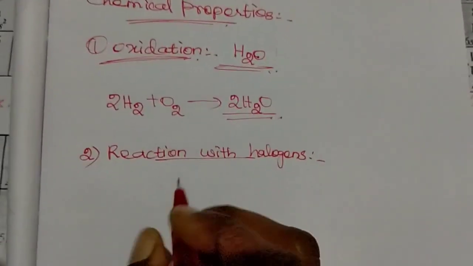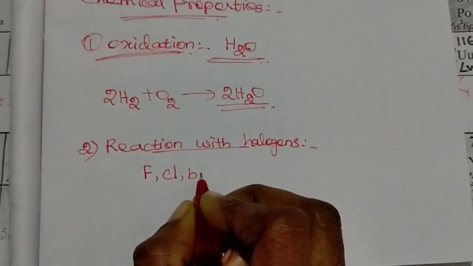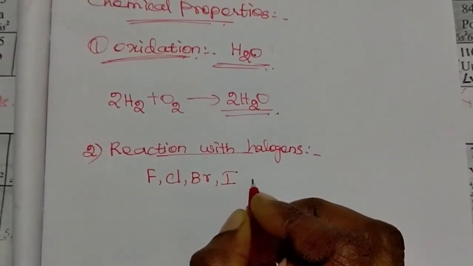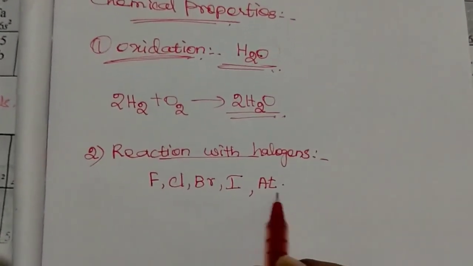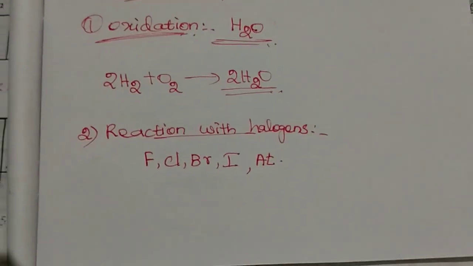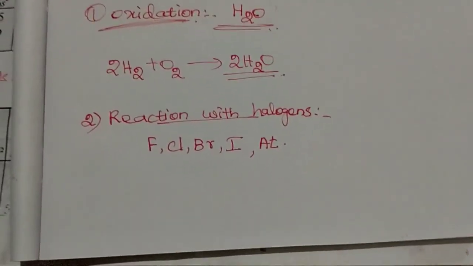What are the halogens, you know? Fluorine, chlorine, bromine, iodine and astatine. Okay. Hydrogen reacts with halogens and produces different compounds in different conditions.